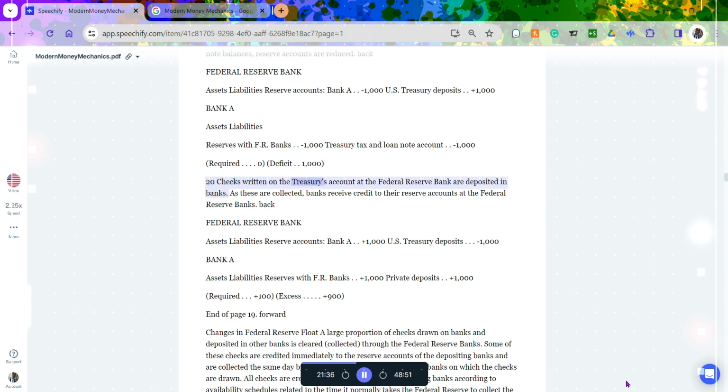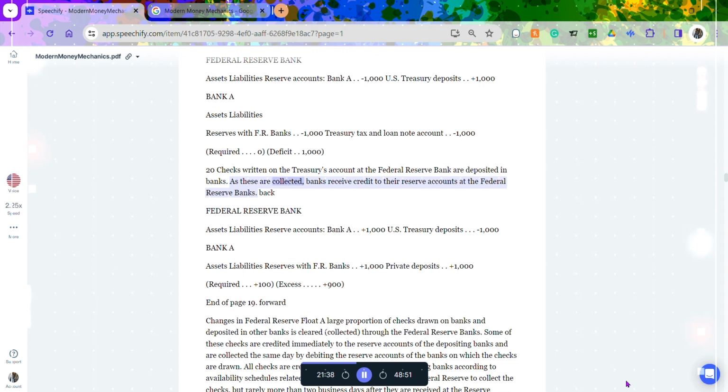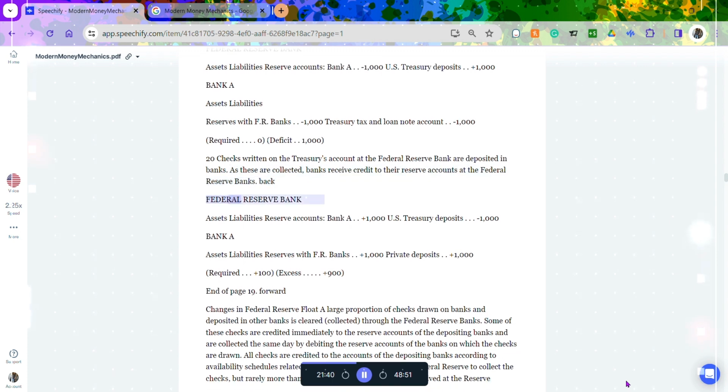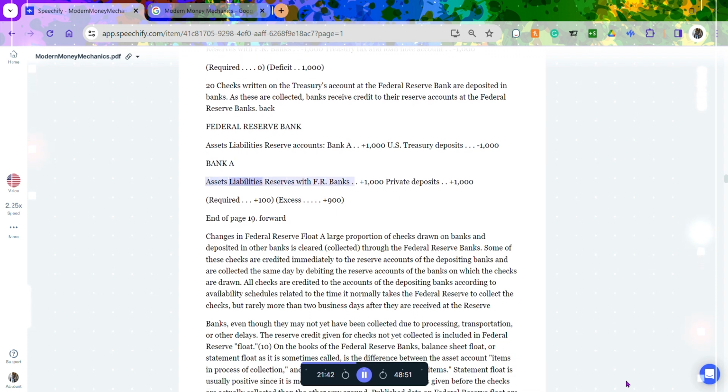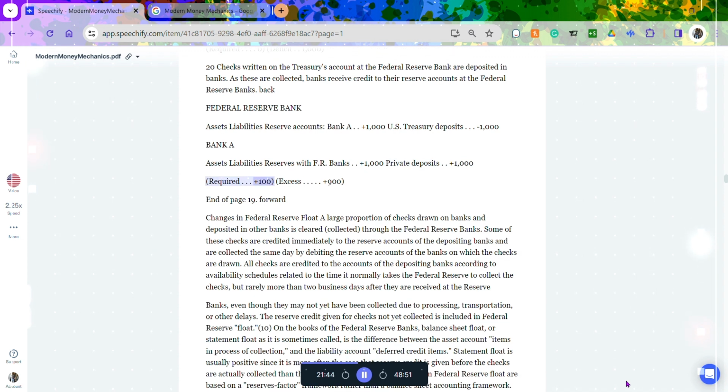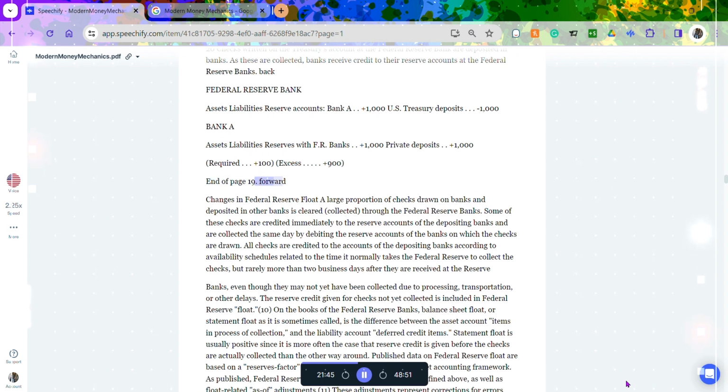20. Checks written on the Treasury's account at the Federal Reserve Bank are deposited in banks. As these are collected, banks receive credit to their reserve accounts at the Federal Reserve Banks. Federal Reserve Bank. Assets, Liabilities: Reserve accounts, Bank A, plus 1,000. U.S. Treasury deposits, minus 1,000. Bank A. Assets, Liabilities: Reserves with FR Banks, plus 1,000. Private deposits, plus 1,000. Required plus 100. Excess plus 900.